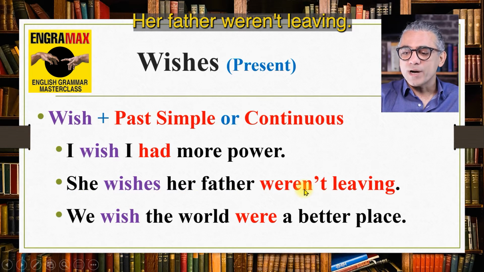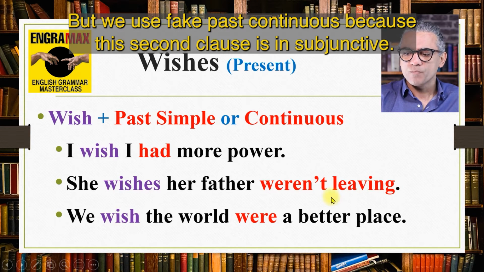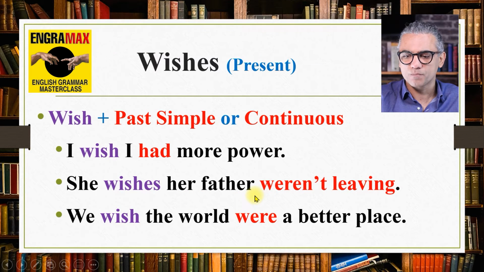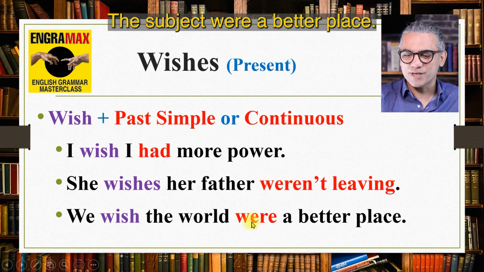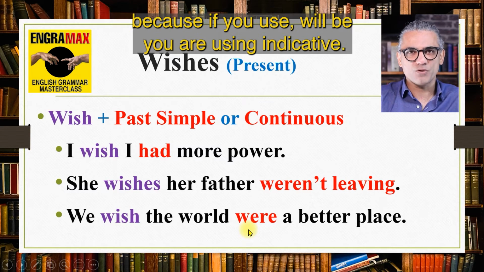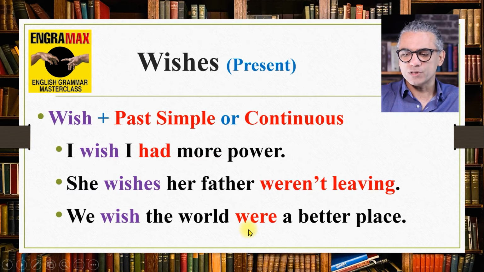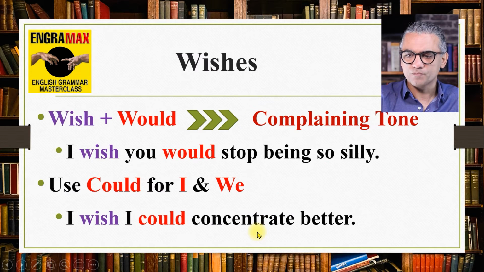She wishes, the first clause, in indicative mood. Her father weren't leaving. It means her father is leaving right now, but we use fake past continuous because this second clause is in subjunctive. We wish, the indicative part, the world, the subject, were a better place. So this were in here, we don't say we wish the world will be or is a better place, because if you use will be, you are using indicative mood. This is subjunctive, past simple or continuous.